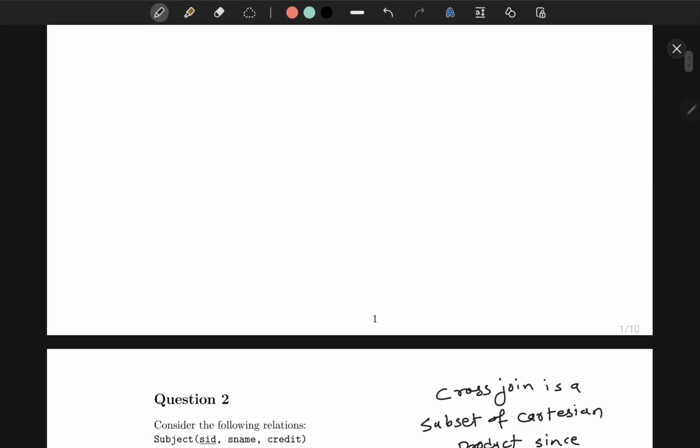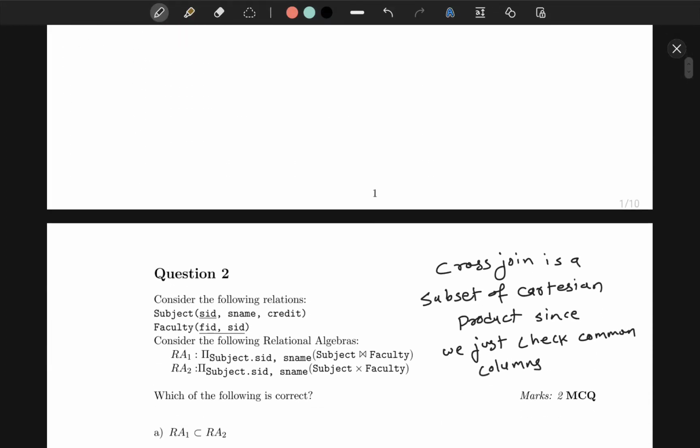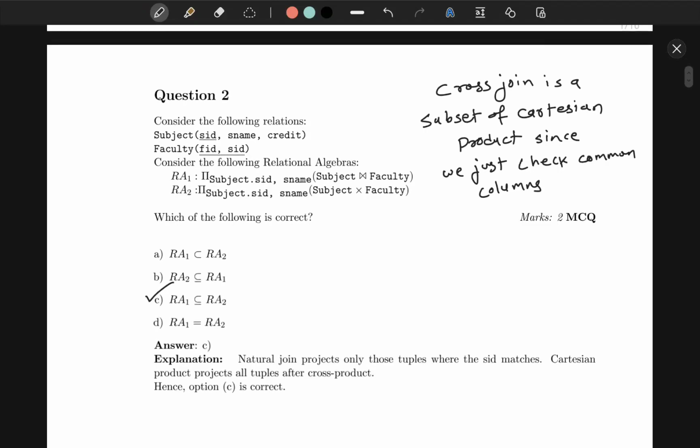Let's move on to second question. First question's answer is A and B. D is incorrect. Let's move on to second question.